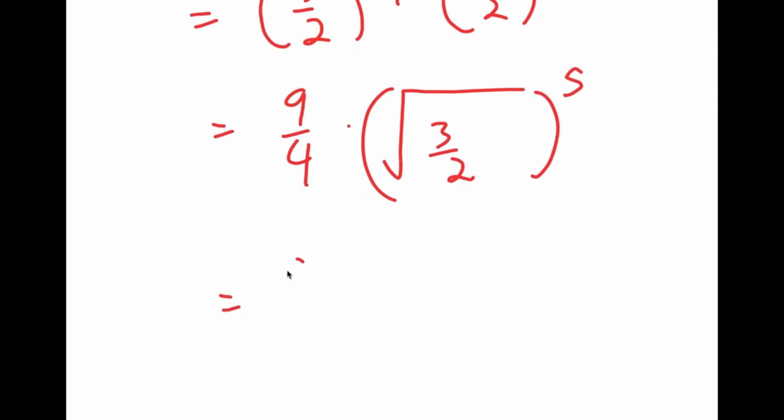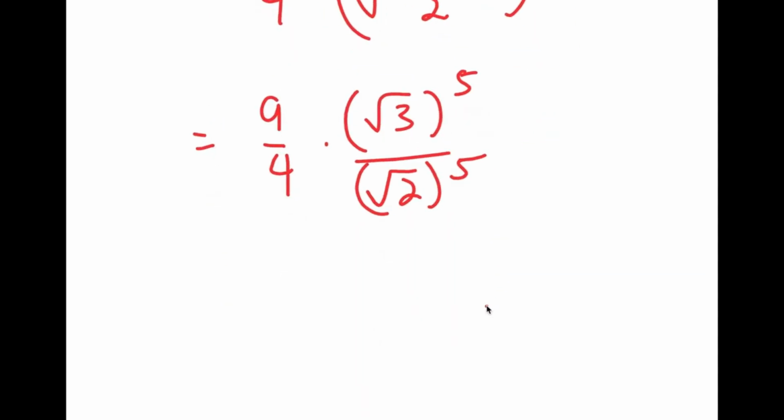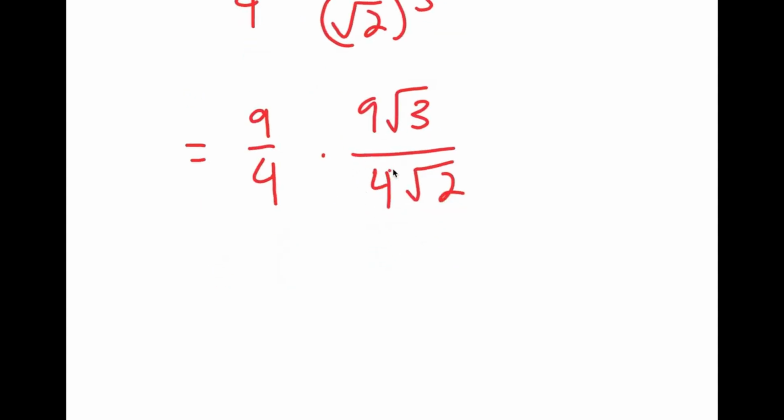And now this is equal to 9 over 4 times the square root of 3 to the power of 5 over the square root of 2 to the power of 5. Now the square root of 3 to the power of 5 is equal to 9 root 3. And you can get this by simply multiplying the square root of 3 5 times. Now, the square root of 2 to the power of 5 is equal to 4 root 2. So I have 9 over 4 times 9 root 3 over 4 root 2, which is equal to 81 root 3 over 16 root 2.